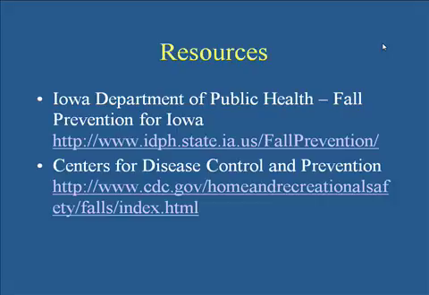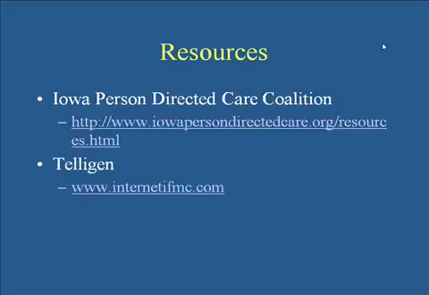The CDC also has publications and resources, including podcasts, posters, educational materials, and other resources related to fall safety and prevention. The Iowa Person-Directed Care Coalition has a section devoted to falls under the Tools and Resources tab. Intelligen, formerly known as IFMC, has worksheets for some of the quality improvement tools and methods that were mentioned today. These are available as free downloads by going to www.internetifmc.com. Then scroll down to the Quality Improvement section.